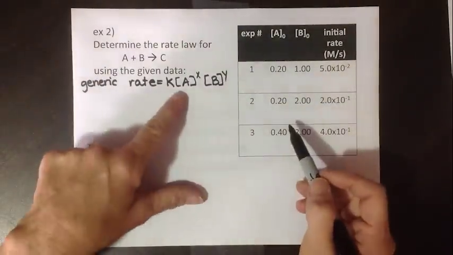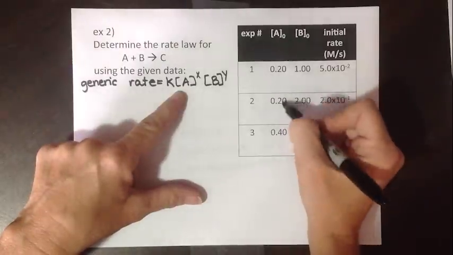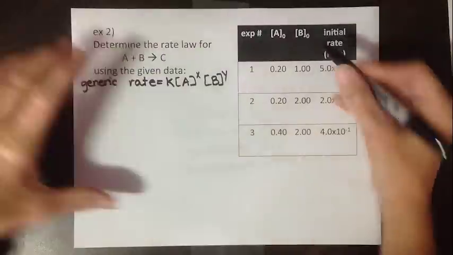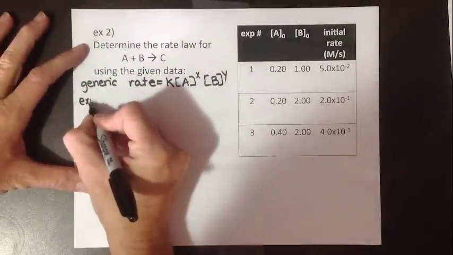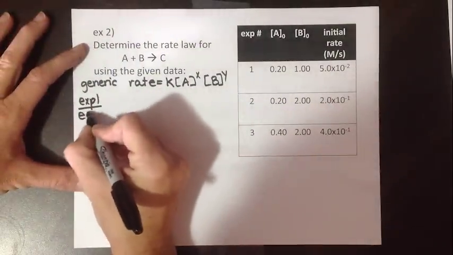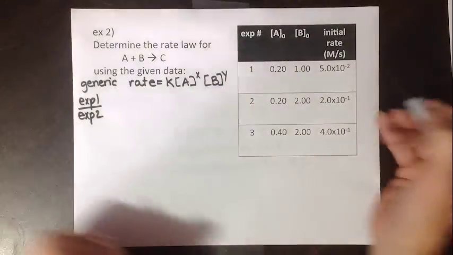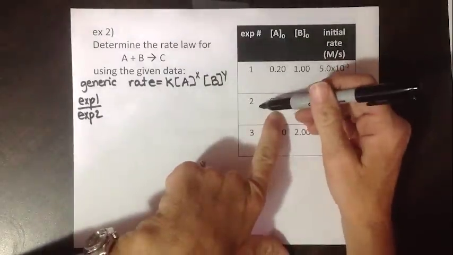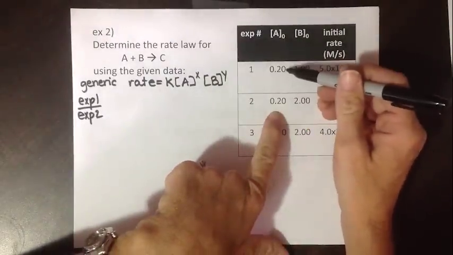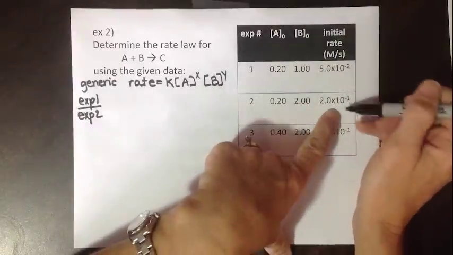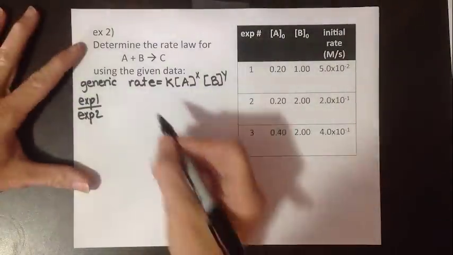So let's pick 2 where something will cancel. So see how these 2 are the same? That would be a good match. So I'm going to do experiment 1 over experiment 2 again. I could have done 2 over 1. It doesn't matter. I'm going to do experiment 1 over 2. And when I do that, my A's will cancel, and I'll be left with B's and rates. So then I can solve it.